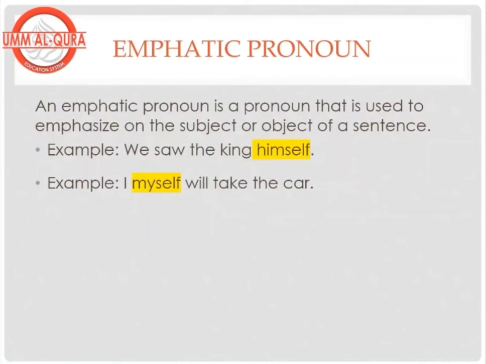There is an easy way to identify an emphatic pronoun. A sentence will make complete sense even without an emphatic pronoun. For example, I myself will take the car. And if we remove myself from this sentence, it still will make a clear meaning. And the same goes with the example, we saw the king himself, and if we remove himself from it, the sentence will still have the clear meaning. Like, we saw the king and I will take the car.